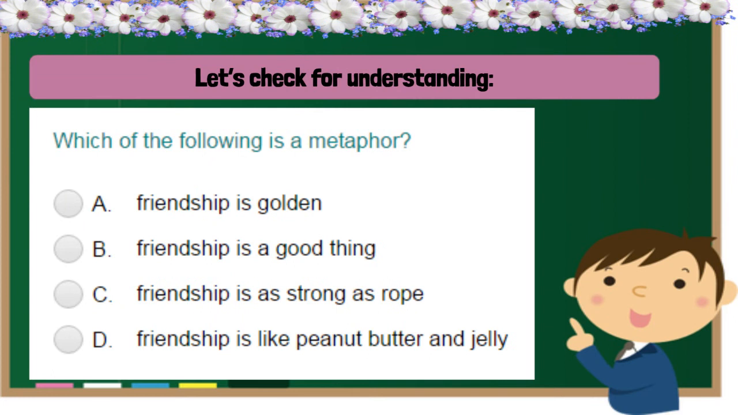Let's check for understanding. Which of the following is a metaphor? A. Friendship is golden. B. Friendship is a good thing. C. Friendship is as strong as rope. D. Friendship is like peanut butter and jelly. Please pause the video and write your correct answer down in the notebook.